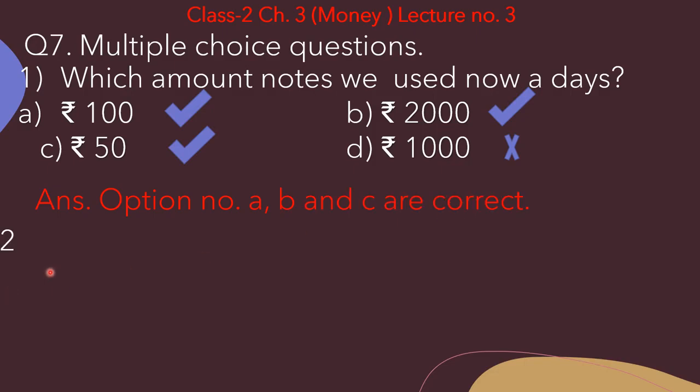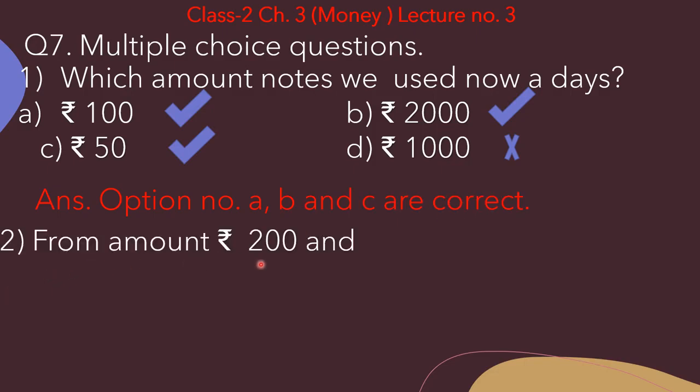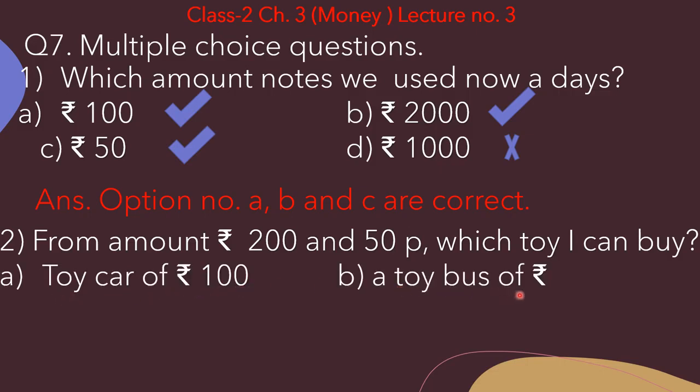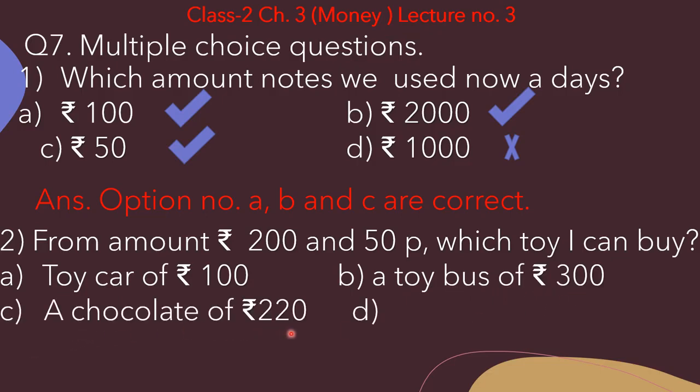Okay. Now we have to do question number 2. From amount rupees 250 paise, which toy can I buy? Here A, toy car of rupees 100, B, a toy bus of rupees 300, C, a chocolate of rupees 220, and in D it is given a toy gun of rupees 45. So here, beta, you can see that we have the amount rupees 250 paise and we have to buy a toy. So let's see which toy I can buy from rupees 250 paise.